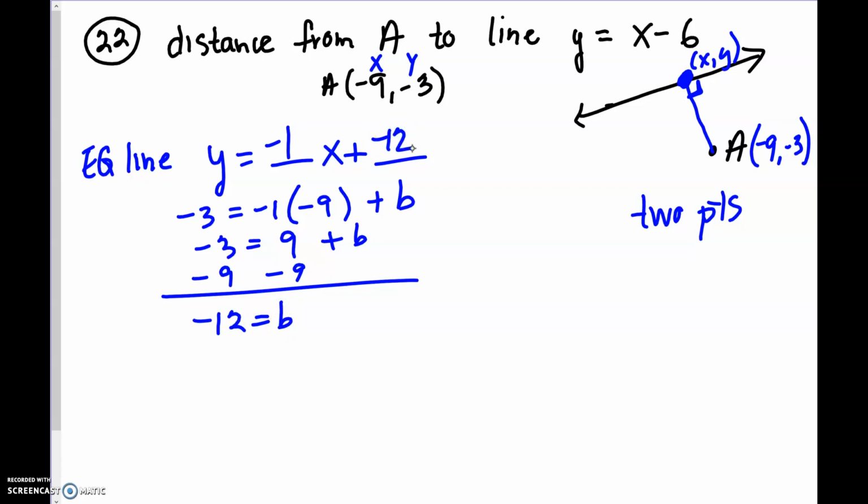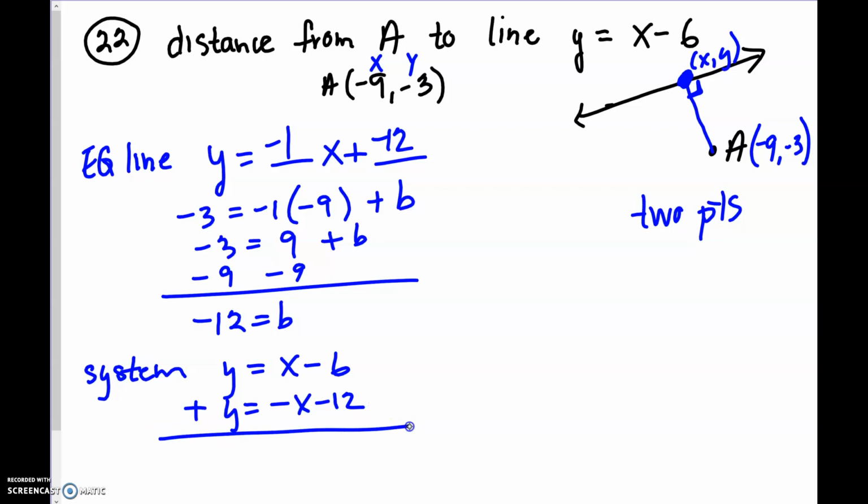Okay, so now I have a system of equations. And the system I have is that original black line of y equals x minus 6, and the equation of the blue line, which is y equals minus x minus 12. Now, normally we would put these in standard form, but as luck would have it, these are lining up perfectly, and I can still do elimination and say 1y plus 1y gives me 2y. My x's are going to cancel out, and I get negative 18. So it looks like my y value is going to be negative 9.